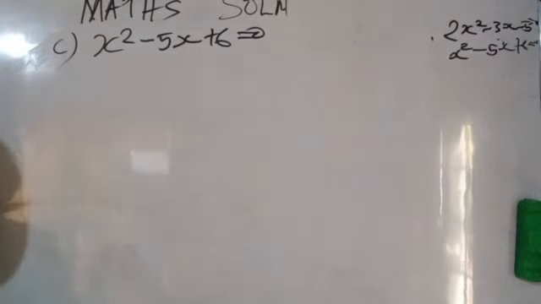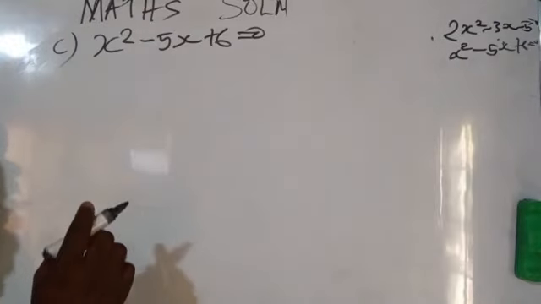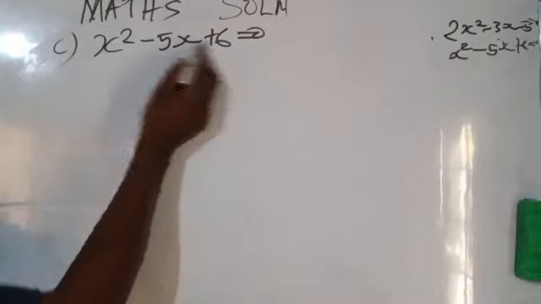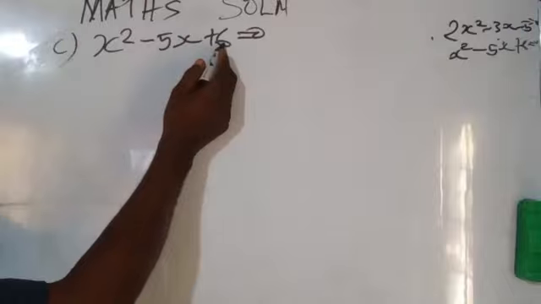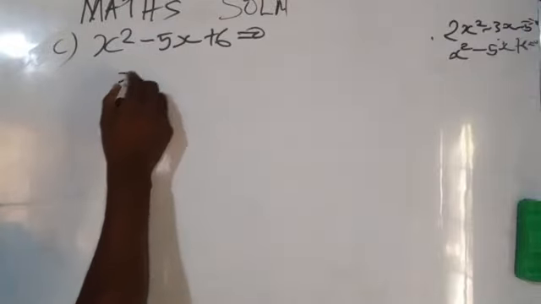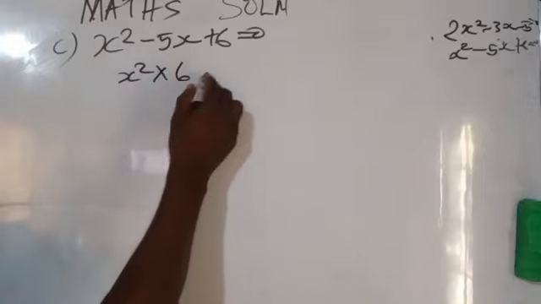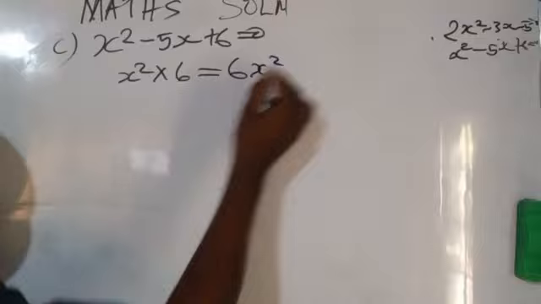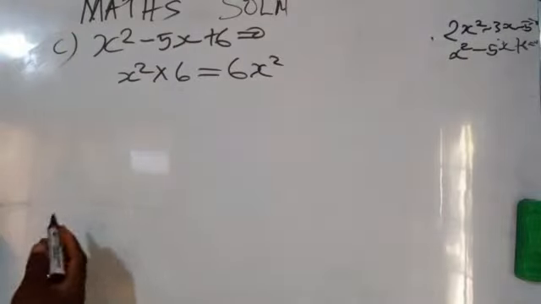Okay, now just our usual method, the first step here is what? Is to multiply the first term by the last term. The first term is x squared, the last term is plus 6, so that you have x squared times 6 equal to what? 6x squared. Okay, so what's the next?